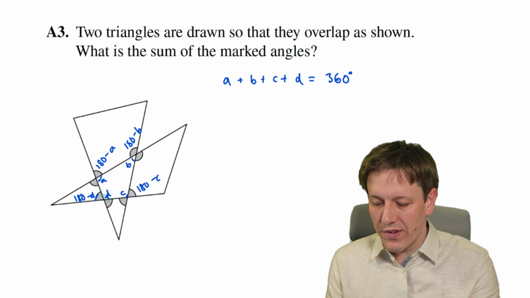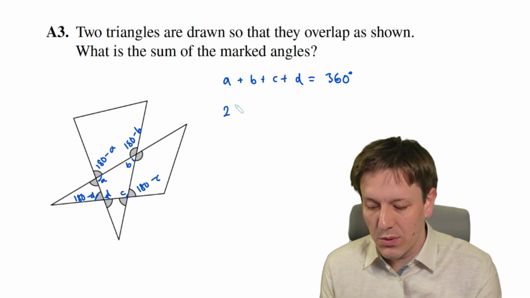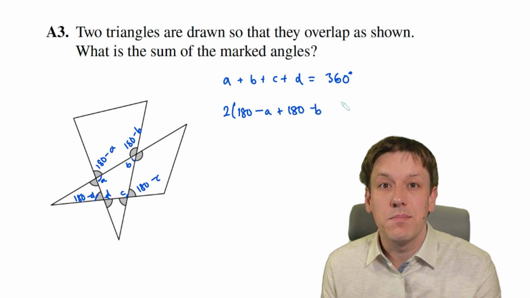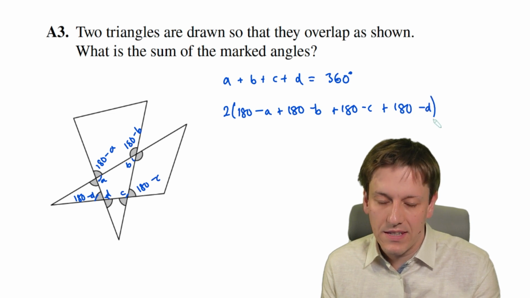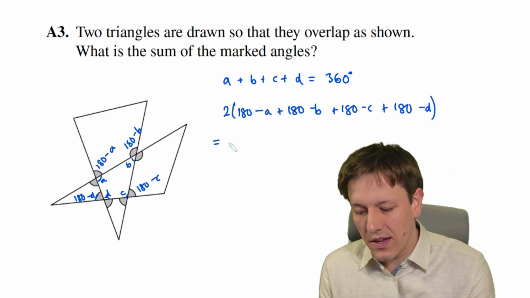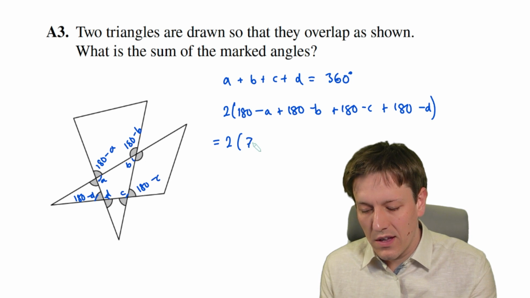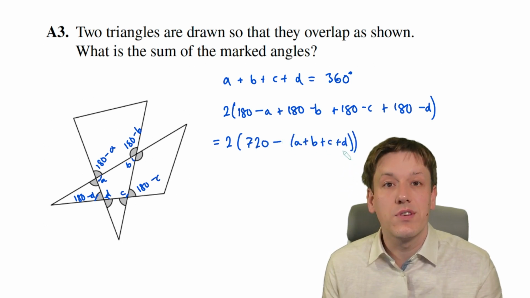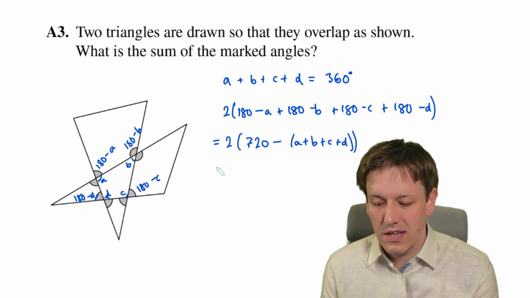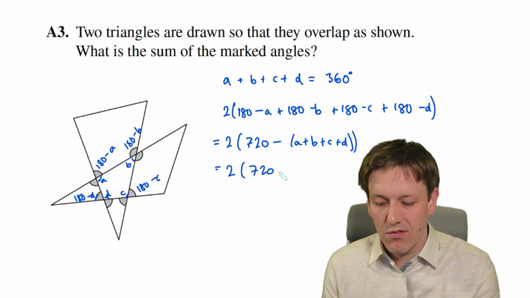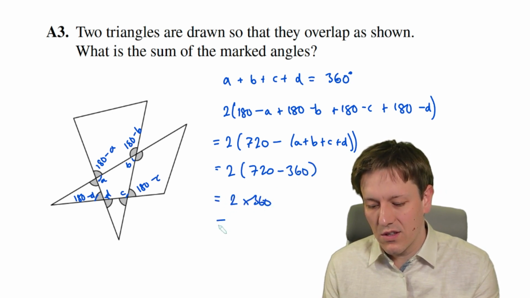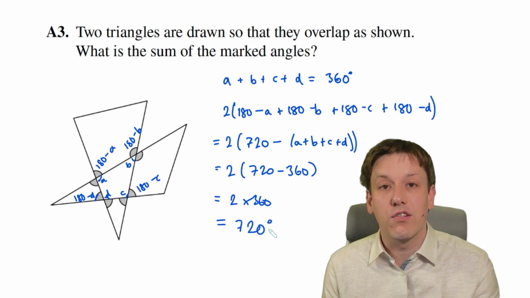So the angles that we want are actually two copies of each of these. We want two lots of 180 minus A plus 180 minus B plus 180 minus C plus 180 minus D. And that means we're going to have two lots of 720 minus (A plus B plus C plus D), and A plus B plus C plus D is 360, so that's two lots of 720 minus 360, that's two lots of 360, and so the total here is 720 degrees.